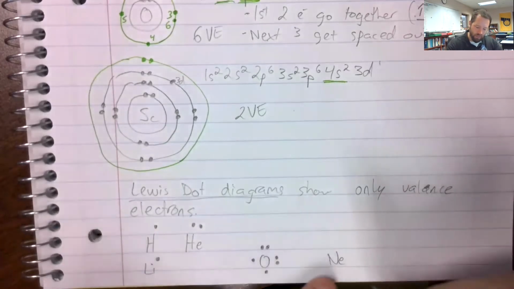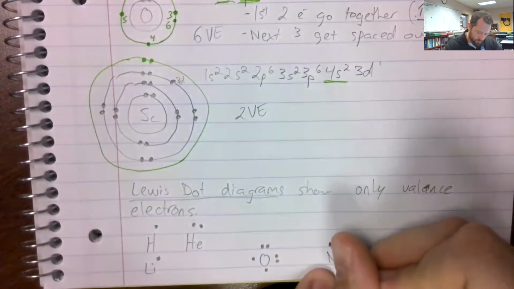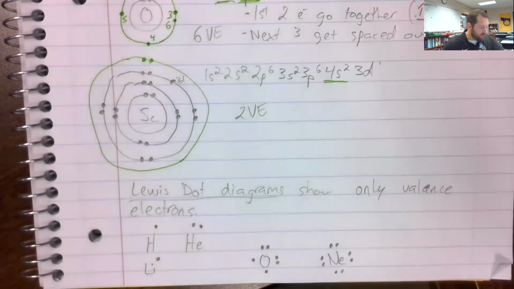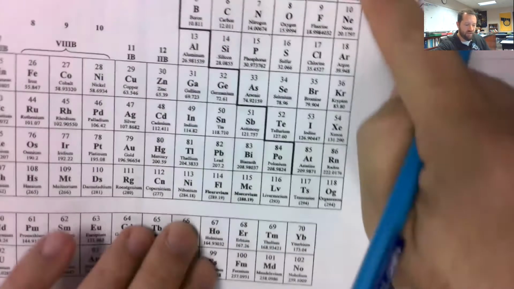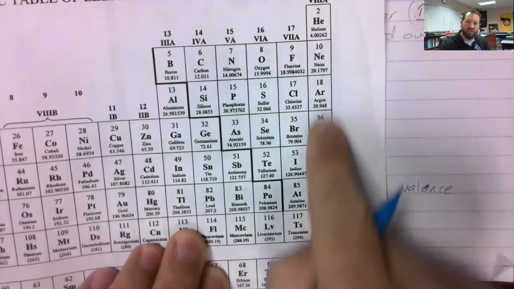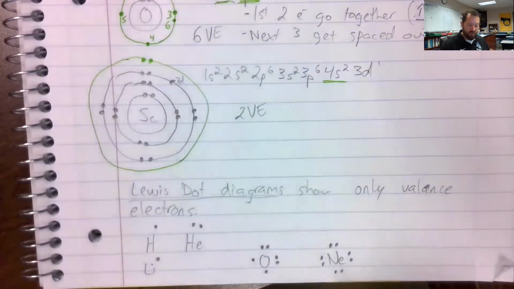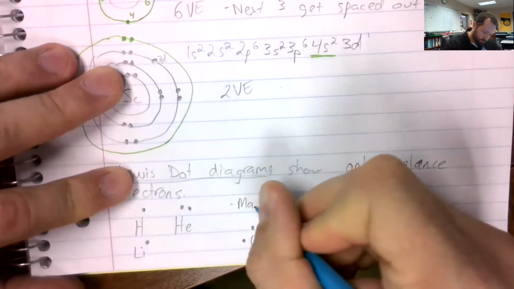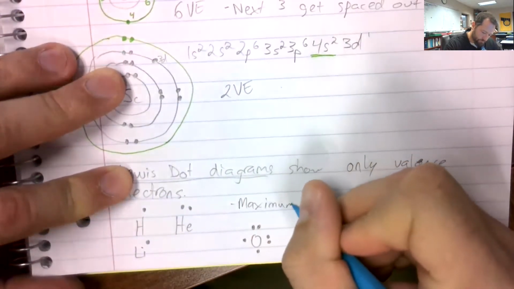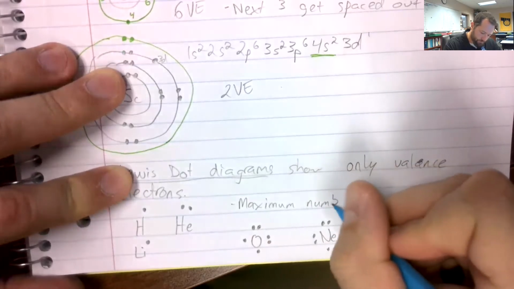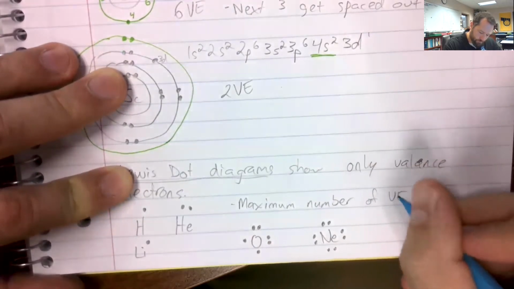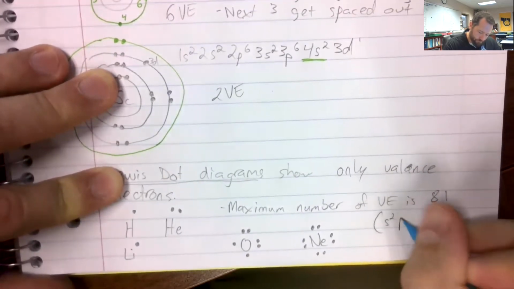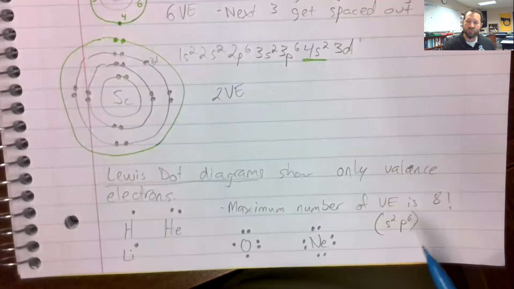And I'll end here with neon. So neon is a noble gas. He's over here on P6. This is the maximum number of electrons, the maximum number of valence electrons is 8.